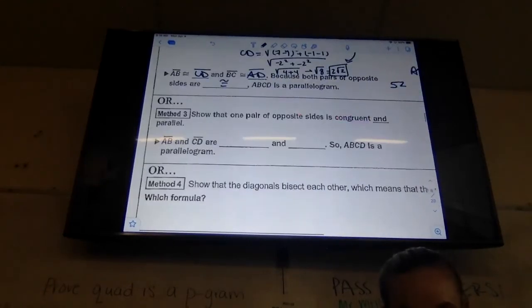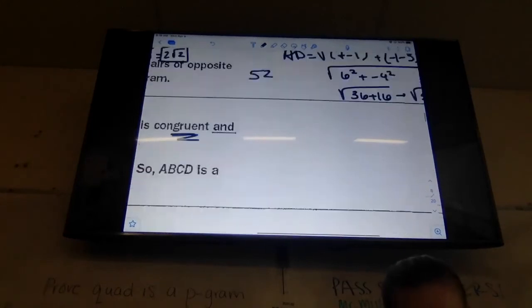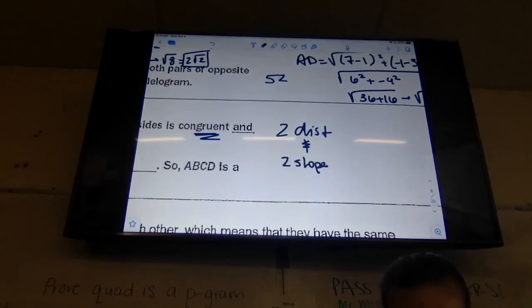Method 3 says show that just one pair is both congruent and parallel. How do I show that it's congruent again? Which formula do I use to show that they're congruent? Distance. Congruent is distance. So I'd have to do distance to show that one pair is congruent. How many sides is one pair? 2. Good. So I'd only have to do 2 distance formulas. And to show that it's parallel, what would I have to do? Slope. So I'd have to do 2 distance and 2 slopes.